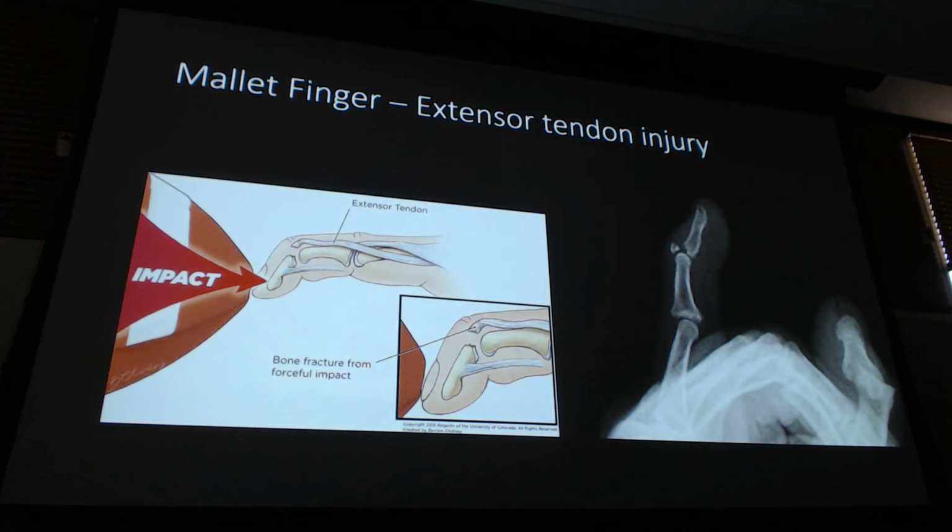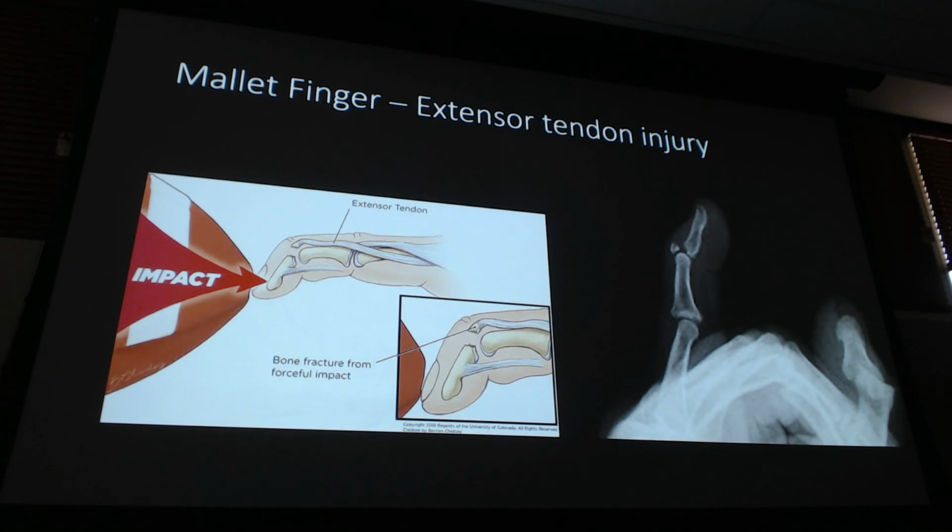So, mallet finger. You'll talk about this more in ortho, but the mallet finger is basically when the extensor tendon ruptures and peels off that fleck of bone. Now you don't have to have the fracture to have a mallet finger. And it's really easy to diagnose. You don't even need the x-ray to diagnose it. You get the x-ray to figure out if ortho wants you to have surgery or not.